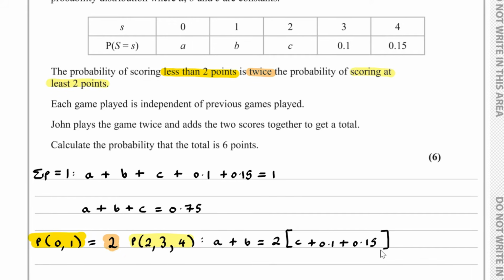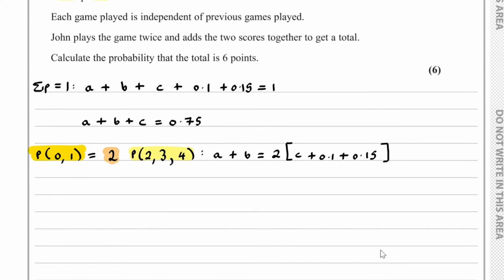So, if we tidy all this up, we have A plus B, which is equal to 2C plus... now here we have 0.1 plus 0.15, that's 0.25. Multiplying that by 2, we end up with 0.5. So with this, we can solve these equations simultaneously to find out the values of A, B, and C.